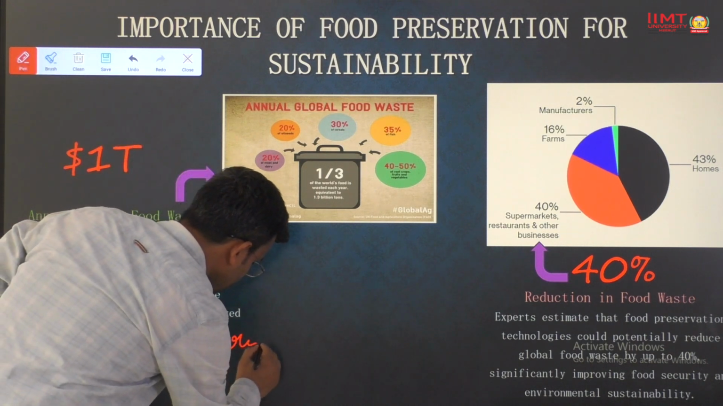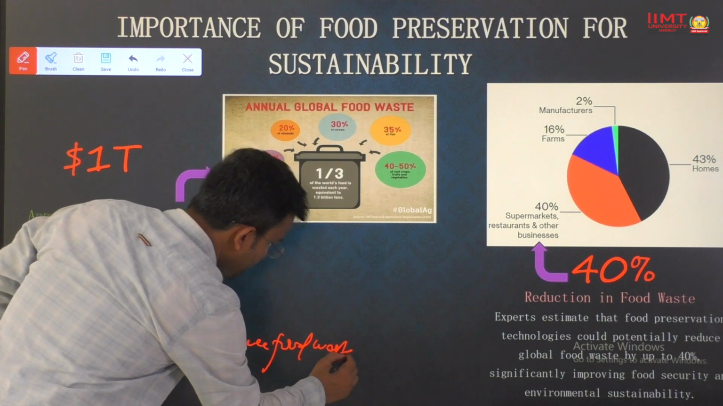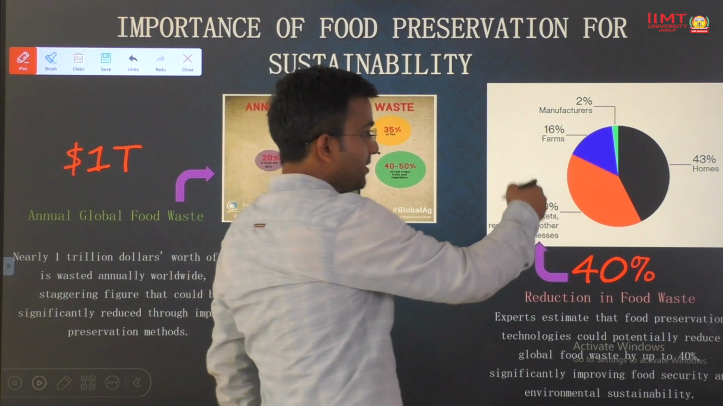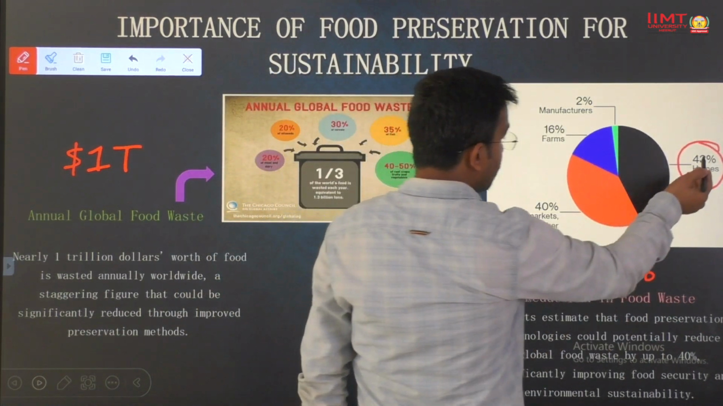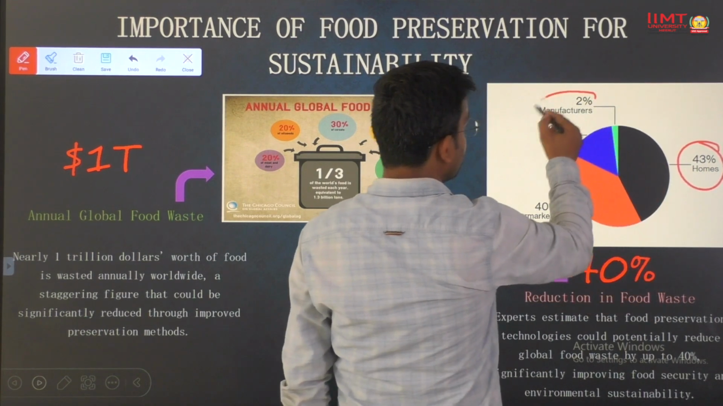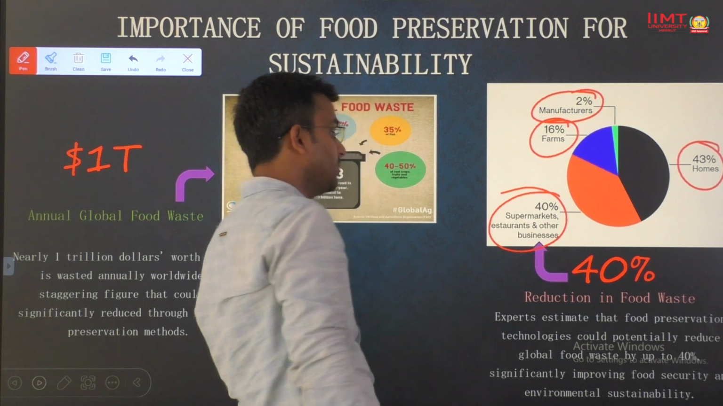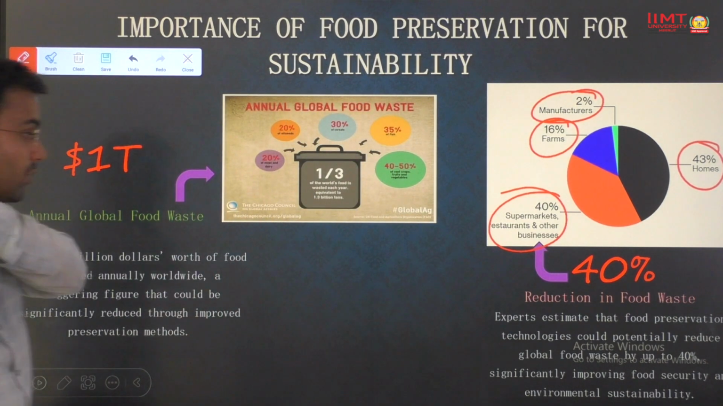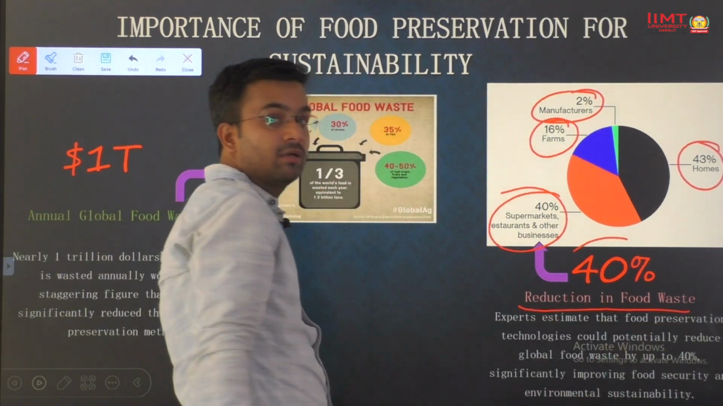Reduce the food waste. So here we see in the different sectors we are wasting the food: 43% at the home, 2% manufacturers, 16% farmers, 14% supermarket, stockholder, restaurant and other businesses. So nowadays we have 40% reduction in food waste due to the preservation.